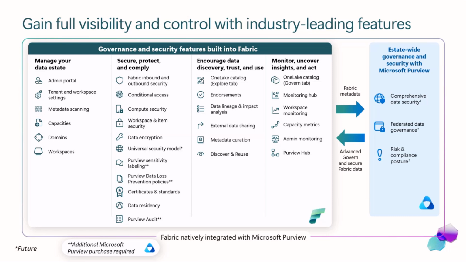If you see here some of these features, for example, in Secure, Protect, and Comply, we see Purview sensitivity labeling or data loss prevention policies. You see that these do require Purview. So while you enable this within Fabric, you do also need Purview for these two categories, for example. So really, it's this deep interaction between the two products that allows you to have an overall view of your data state and to be able to govern correctly your Fabric tenant and your other data sources with Purview as well.